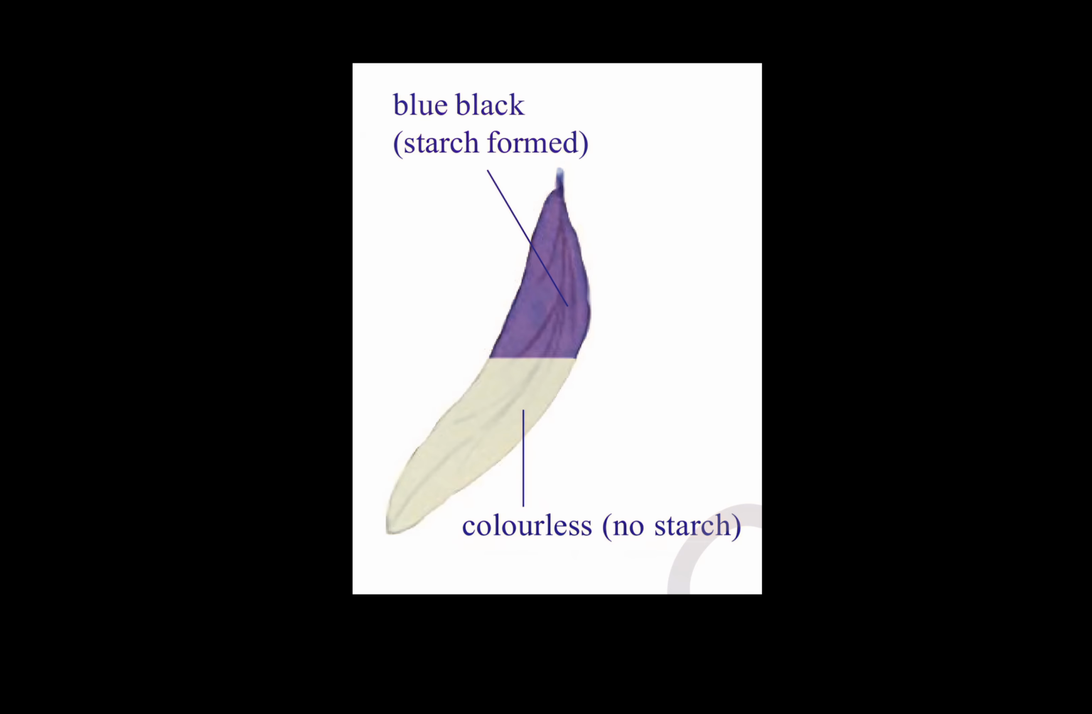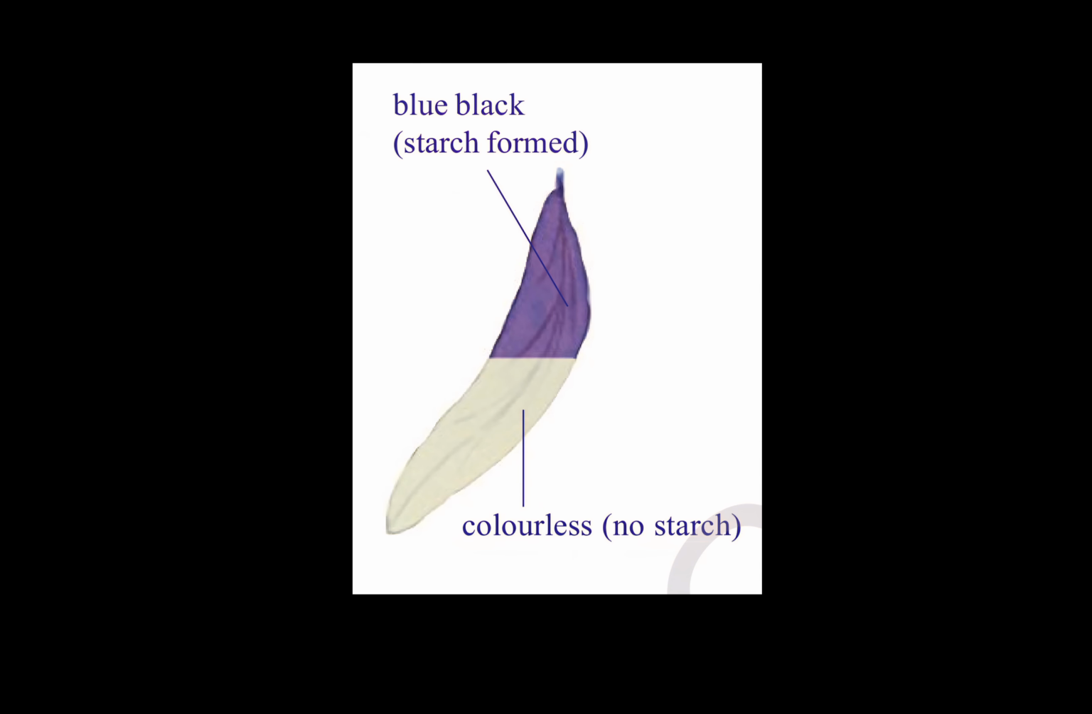That means that starch was formed. It has the carbon dioxide, it has the sunlight, so the starch is formed in the part which is exposed to the air. That means the carbon dioxide is necessary. If there is no sunlight, there is no photosynthesis. That means there is no starch formed. If there is no carbon dioxide, there is no photosynthesis occurring. That means there is no starch formed.